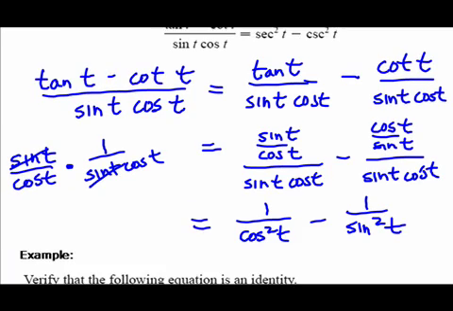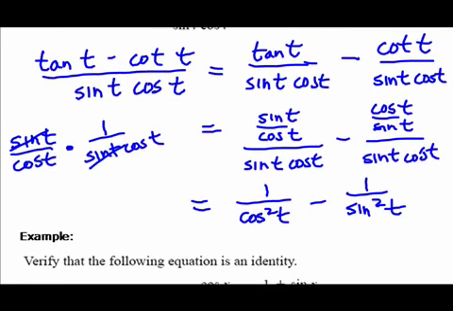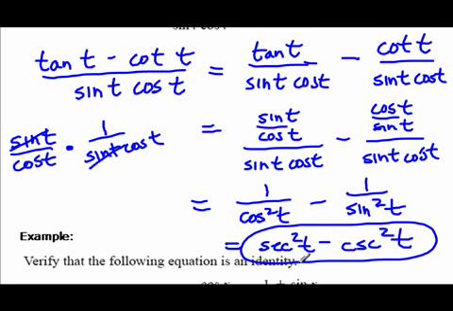And then our final step, folks, look where we're headed here. We can use our reciprocal rules. What's the reciprocal of cosine? Secant squared. Or the reciprocal of 1 over cosine squared is secant squared. And the reciprocal of 1 over sine squared is cosecant squared. And there's your other side.